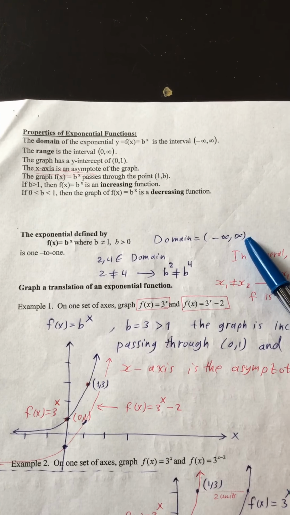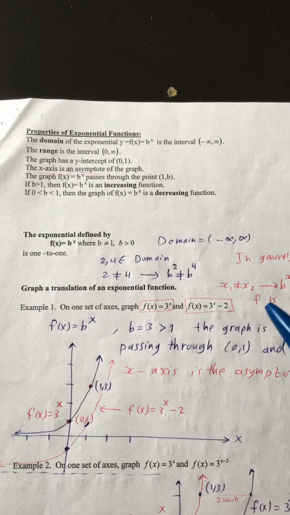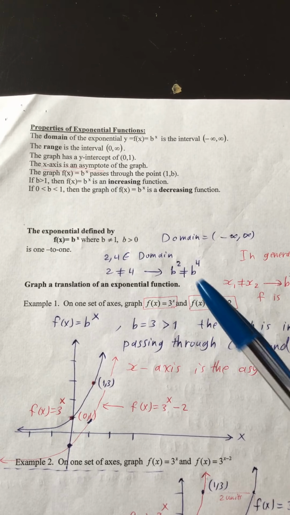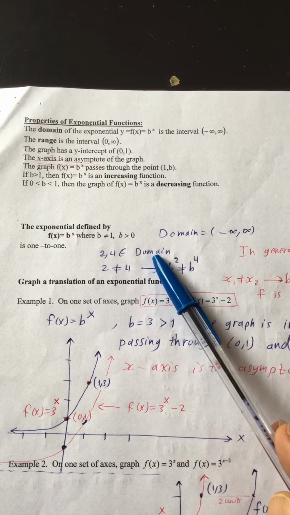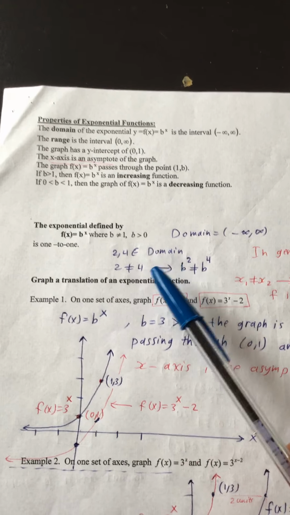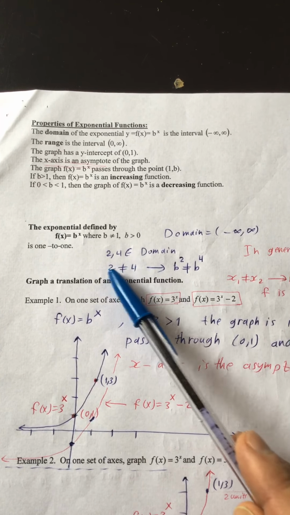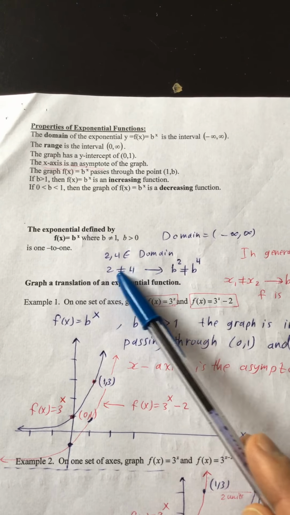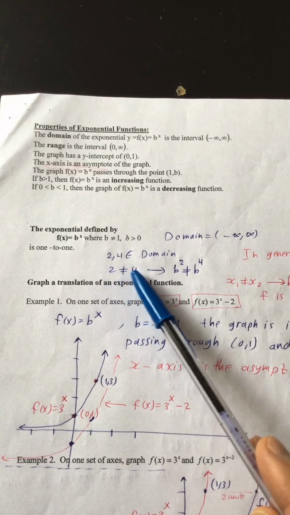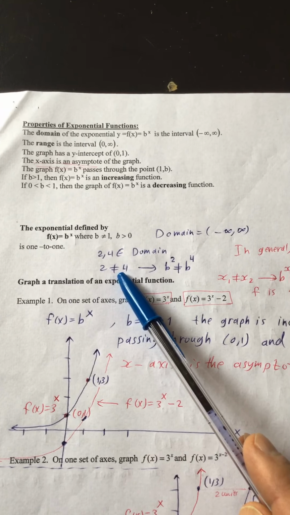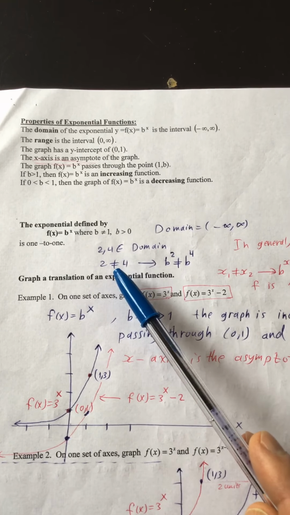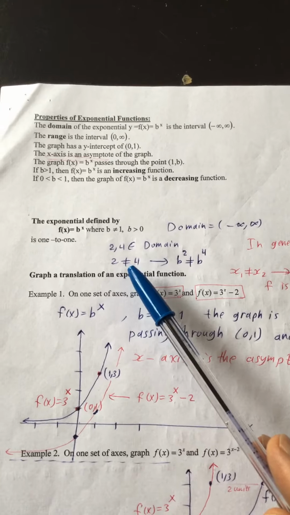The definition of 1-to-1 is what? Take any two different values in the domain. For example, take 2 and 4. 2 and 4 belong to the domain of this function, and 2 is not equal to 4. So these are two different input values in the domain. If we get two different values y in the range, then we say that this function is 1-to-1.